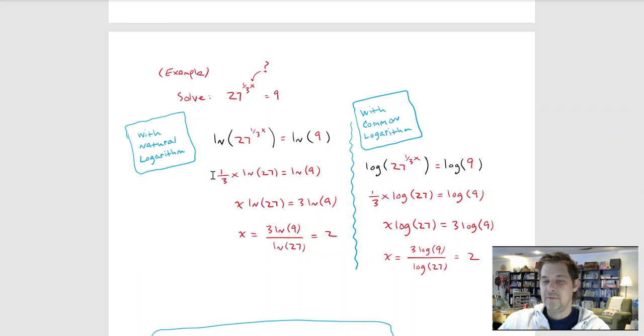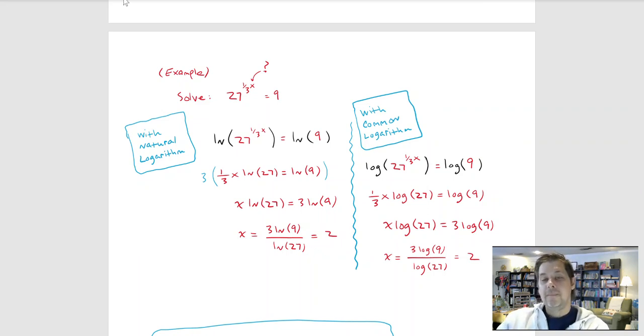So I moved it, now it's right there. And I want to solve for the x. So what I did at this point is I multiplied both sides by 3, I guess you could say. Why would I do that? Because I canceled the 1/3. The 3 shows up over there. And then to solve all the way for the x, I divide by natural log 27. And so I get my answer as 3 times natural log 9 divided by natural log 27. And then we use our calculator, and it tells us that that's 2. Okay, 2 is the answer.